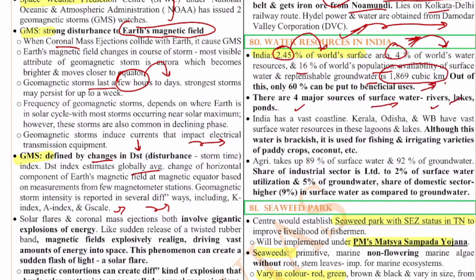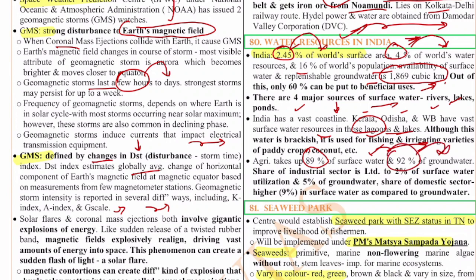And India has 2.45% of the world's surface area and 4% of the world's water resources, in the form of lagoons and lakes as well. Although the water is brackish, it can still be used for fishing and irrigating a variety of paddy crops, coconut, etc. Agriculture takes up about 89% of the surface water and 92% of underground water.